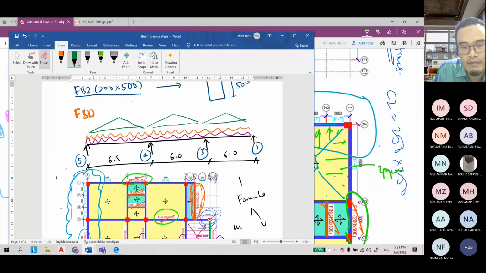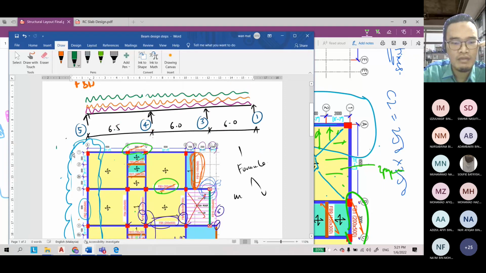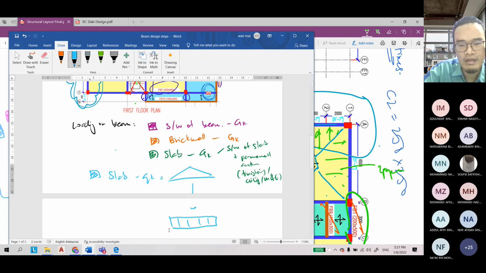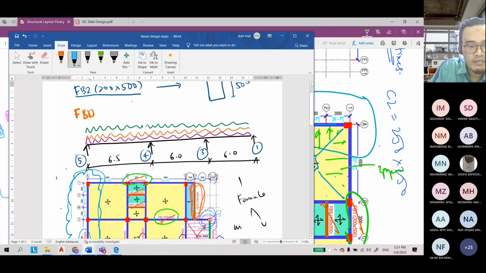But we can simplify and change the shape to be a rectangular shape, or UDL. And from the slab we also have the slab QK, the live load. Also following a similar shape, but we can simplify to rectangular. So we simplify to the rectangular shape. I hope you understand what I'm trying to teach you now.